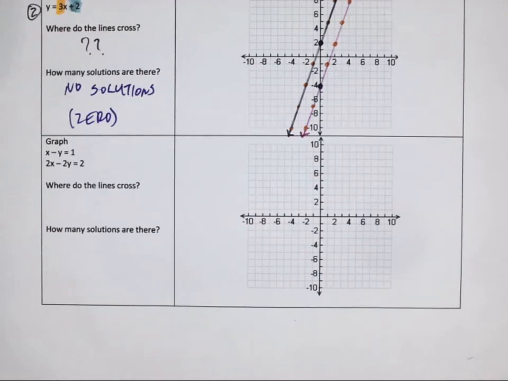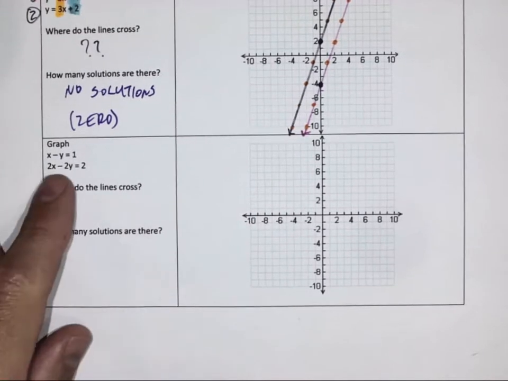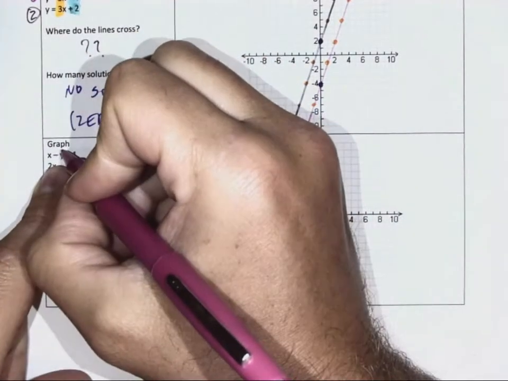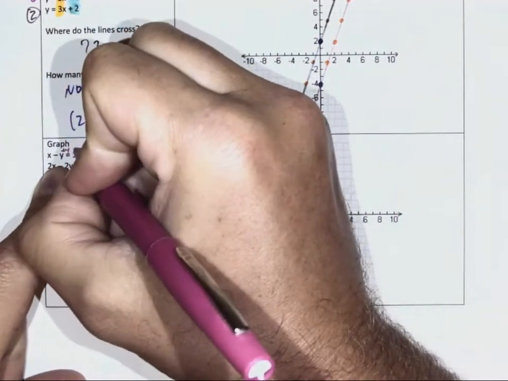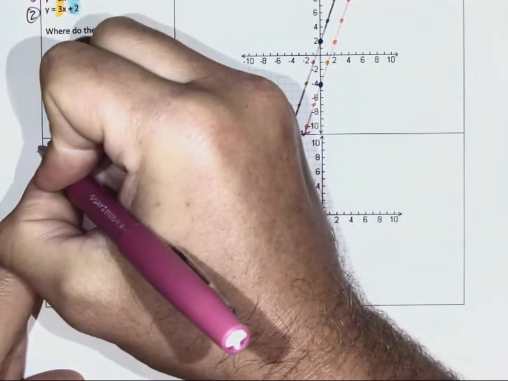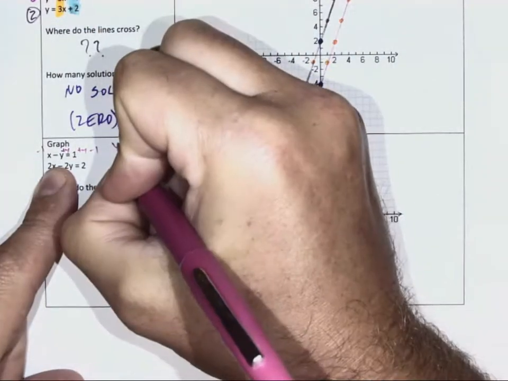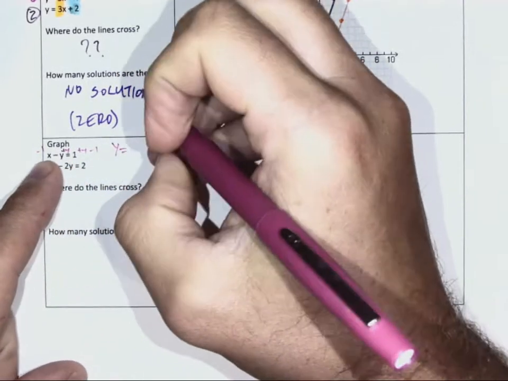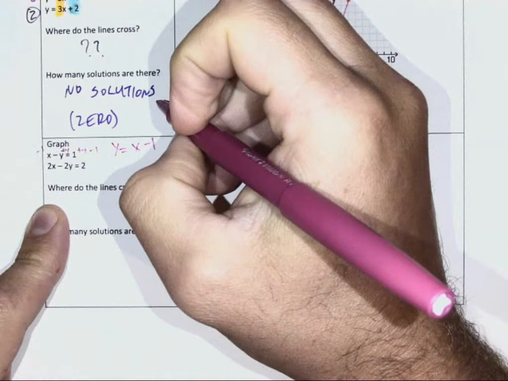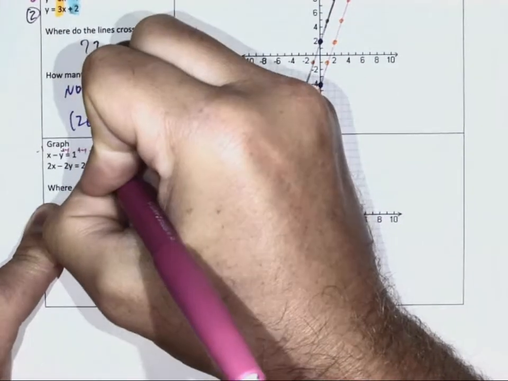So doing the same thing, we notice we're going to have to rearrange. Negative y, if I add y to the left and add y to the right, take away 1 from the right, take away 1 from the left, that gets rearranged as y equals x minus 1. So there's my equation 1.